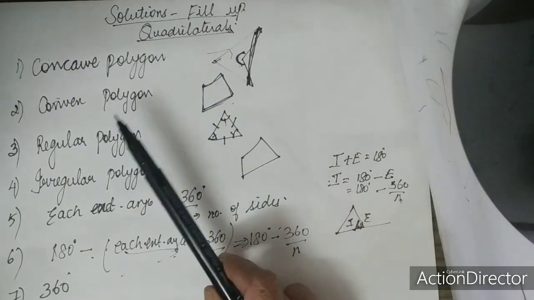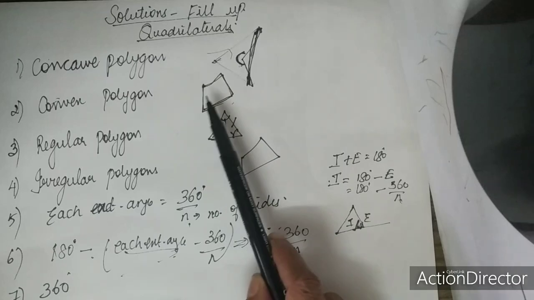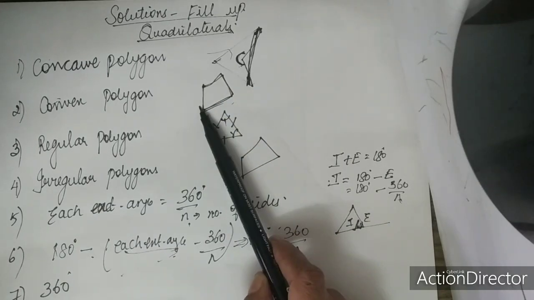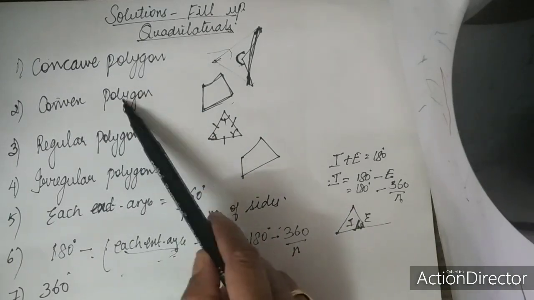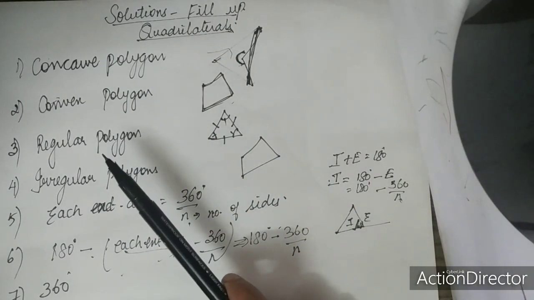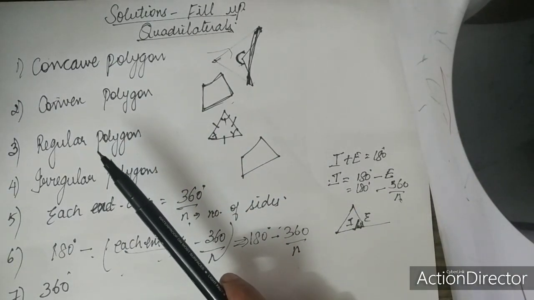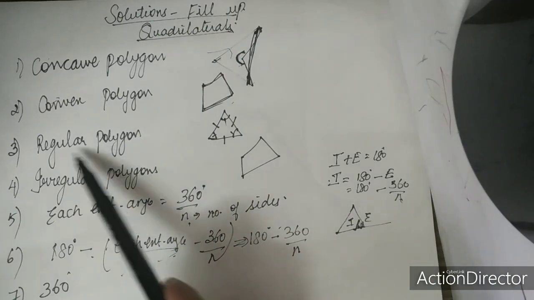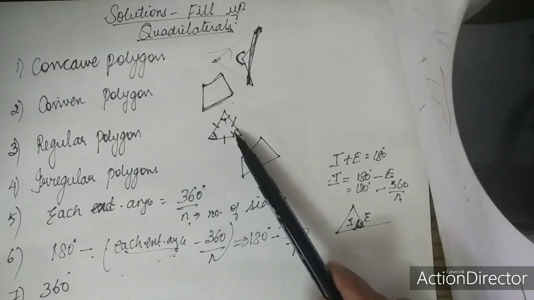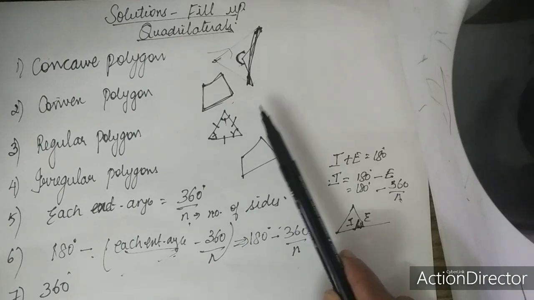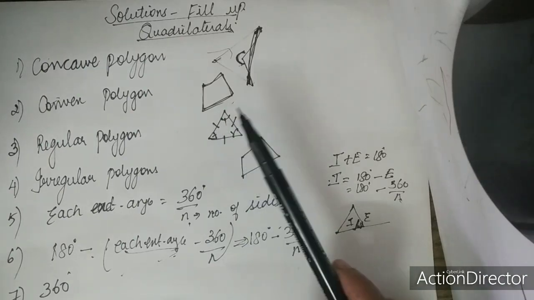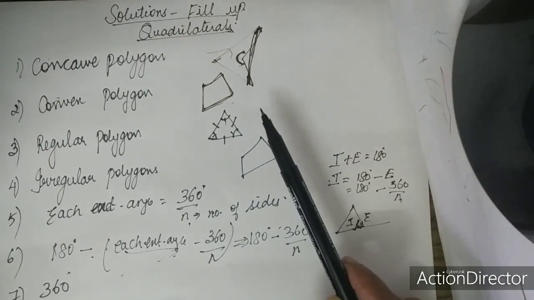Second one, a polygon in which each angle is less than 180 degree. So you remember this quadrilateral, here each angle is less than 180 degree. That polygon you call a convex polygon. Next one, a polygon having all sides and all angles equal is called a regular polygon. So you can understand the equilateral triangle where all sides are equal and all angles are equal. Similarly, you can have square, regular hexagon, regular pentagon where all angles and all sides are equal.